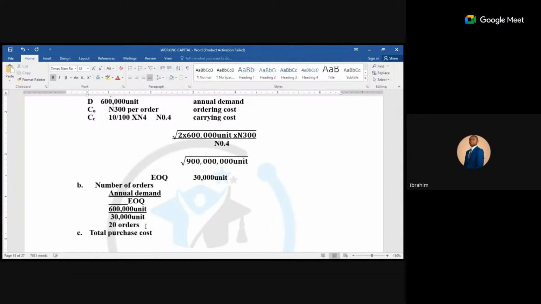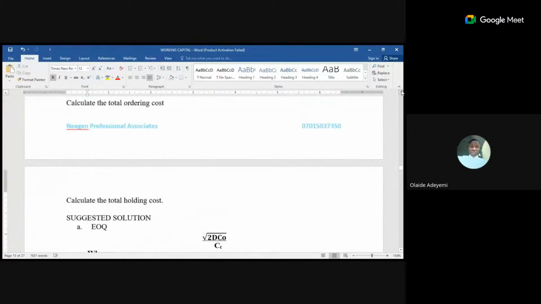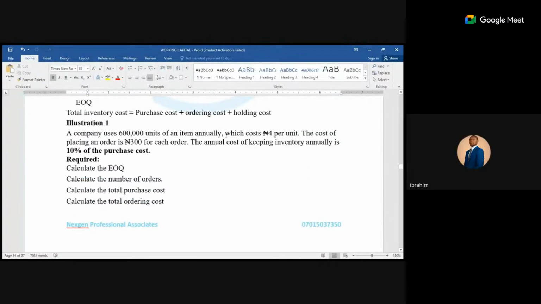So what is the formula for calculating purchase cost? Total purchase cost, if you want to determine it, is annual demand times cost per unit. So the annual demand times the purchase cost per unit, or the purchase price per unit. In some questions, this 10% may be 10% of purchase price. Don't be confused, whether it is purchase cost or purchase price, they are still talking about this.